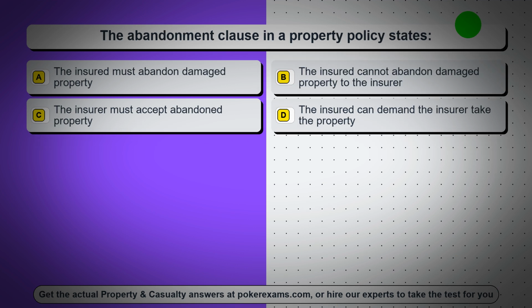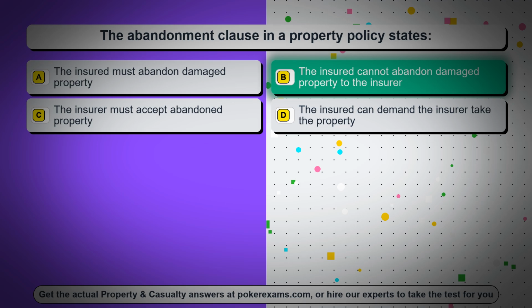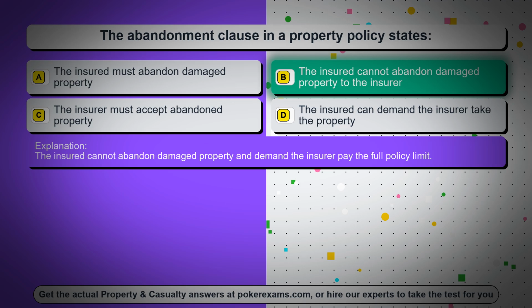Question 87. The abandonment clause in a property policy states: option A, the insured must abandon damaged property; option B, the insured cannot abandon damaged property to the insurer; option C, the insurer must accept abandoned property; option D, the insured can demand the insurer take the property. The correct answer is option B, the insured cannot abandon damaged property to the insurer. The insured cannot abandon damaged property and demand the insurer pay the full policy limit.